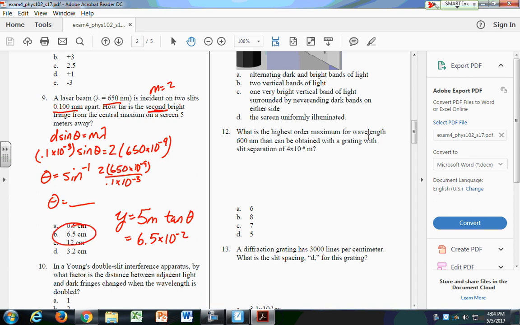So two steps. First, you need to find the angle theta, picking out that you're dealing with the second order, so m is equal to 2. Being careful with your units, you need to know all your prefixes, basically. Milli is 10 to the minus 3. Nano is 10 to the minus 9. And then solve this for theta by doing the inverse sine of this. I get theta, I think it's like 0.7 something. What is it? It's 0.74. And then I do 5 meters times the tangent of that angle. All right. Is that clear?